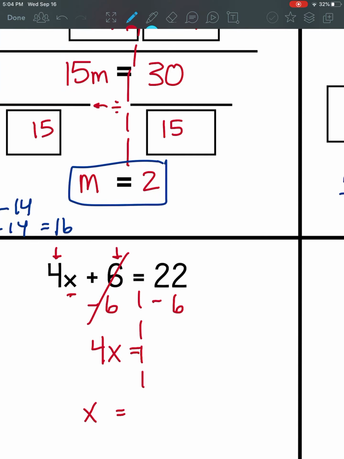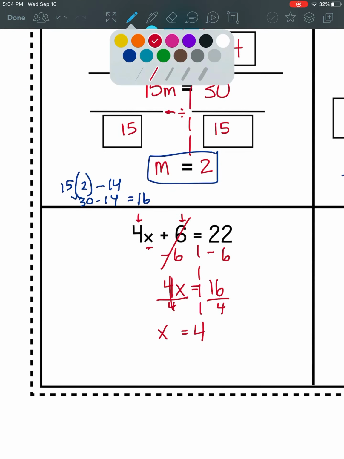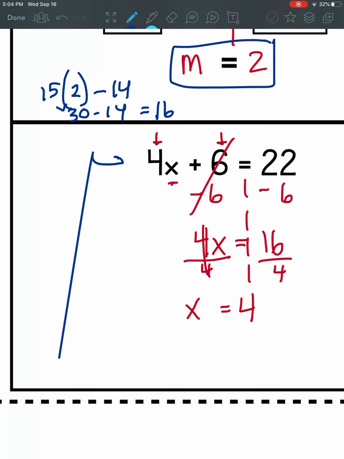6 minus 6, that is now gone. Now let's rewrite everything. So all we have left is 4x on the left side. 22 minus 6 is 16. And then we want to get rid of that 4. So 4 times x, the opposite would be divide. Divide the right side as well. 4 divided by 4 is 1. And then 16 divided by 4 is 4.